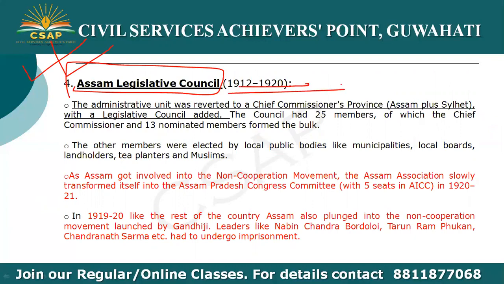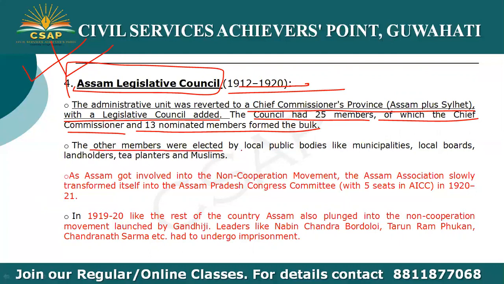The administrative unit was reverted to a chief commissioner's province, Assam plus Sylhet, with a legislative council added. The council had 25 members, of which the chief commissioner and 13 nominated members formed the bulk. The other members were elected by local public bodies like municipalities, local boards, landlords, tea planters, and the Muslim immigrants.